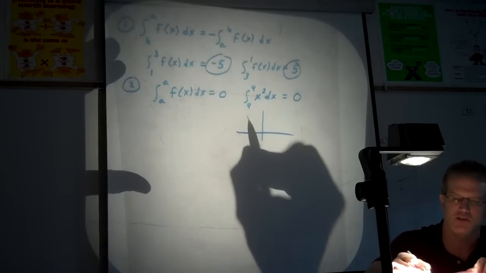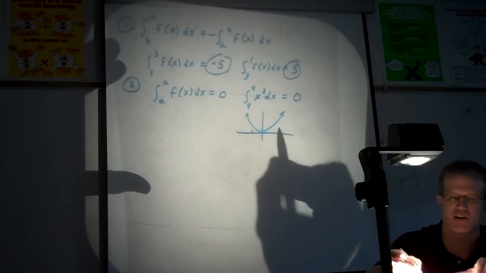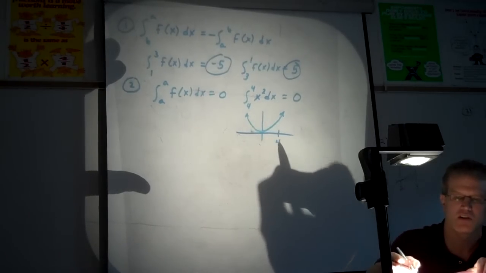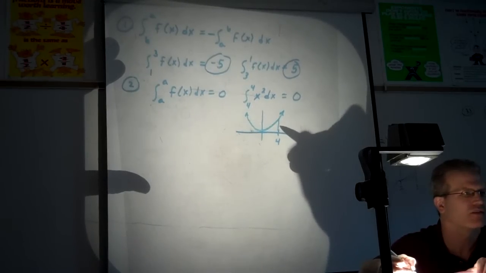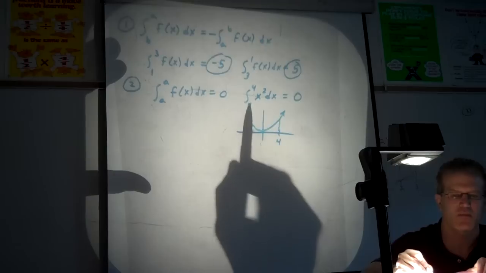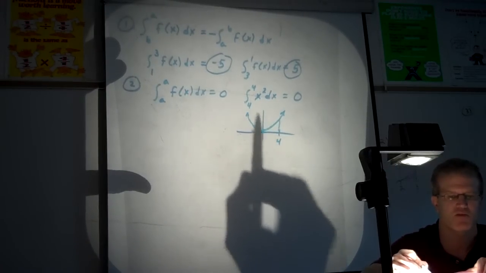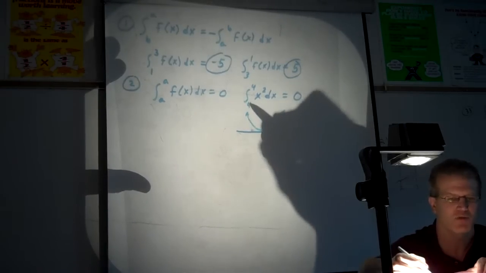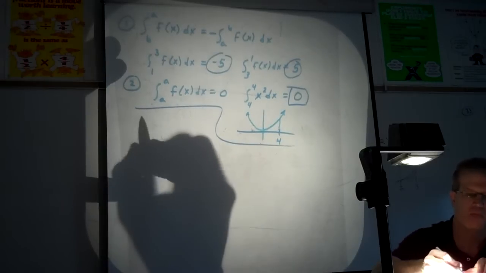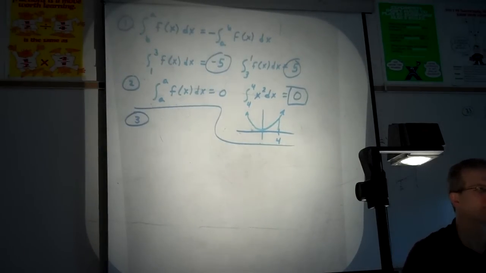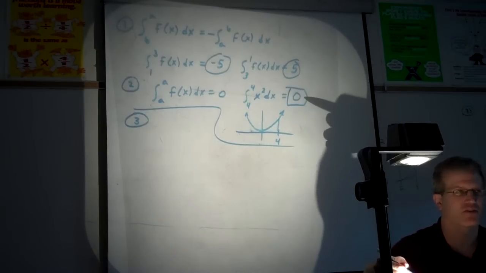If you graphed y equals x squared, and then found the area between 4 and 4, how much area is there between 4 and 4? None. If your left and right bound are the same number, there's no area. You're not going between 0 and 4, you're going between 4 and 4. So that's the reason the answer is 0. Any questions about that? Anytime you notice the upper and lower bounds matching, the answer is going to be 0.